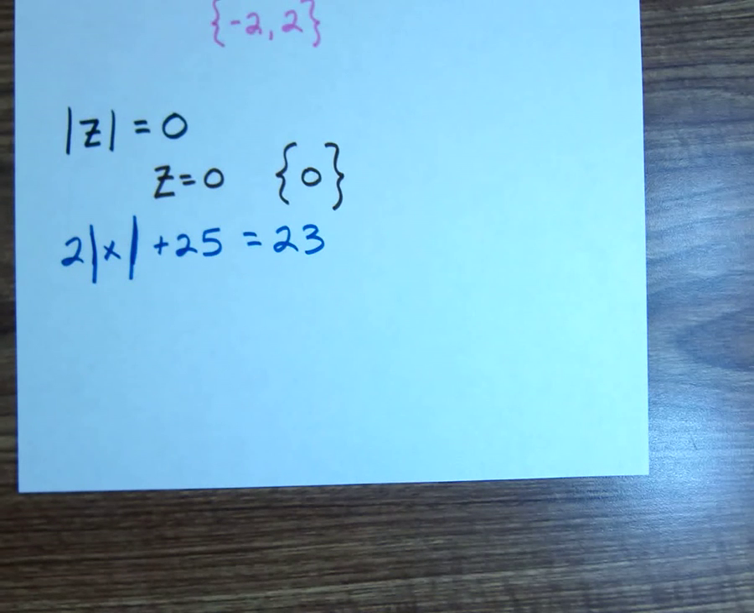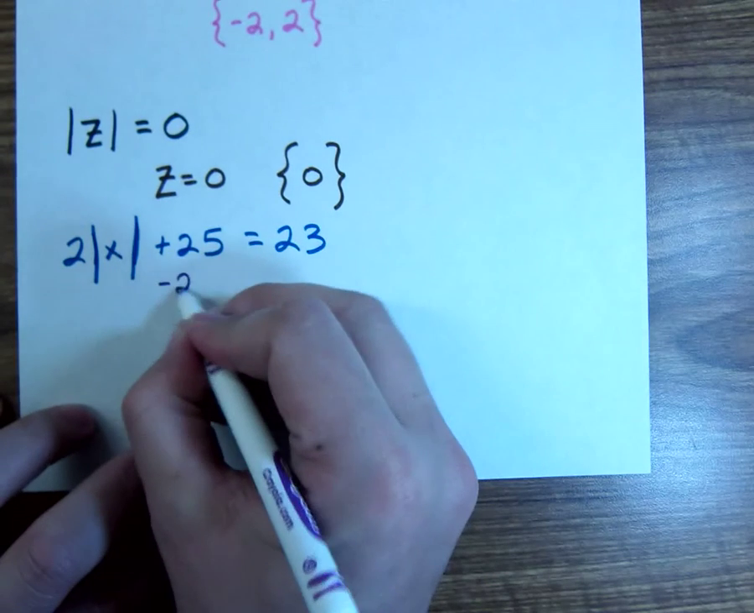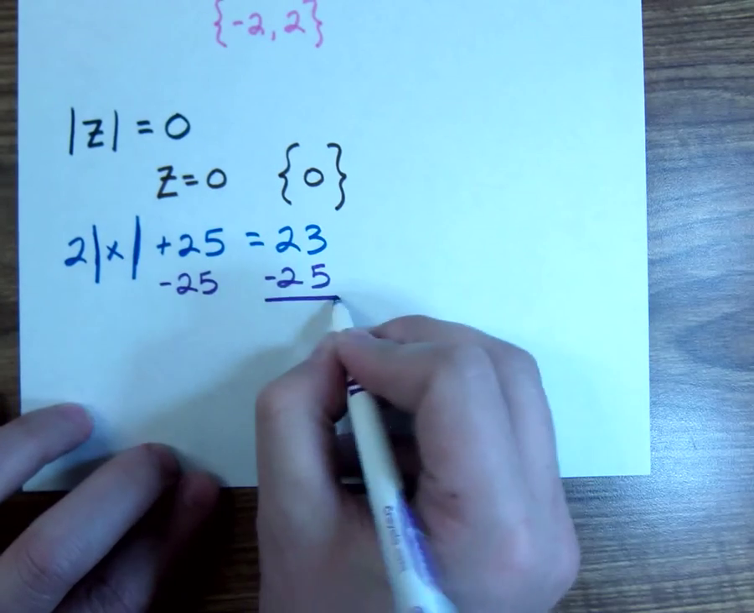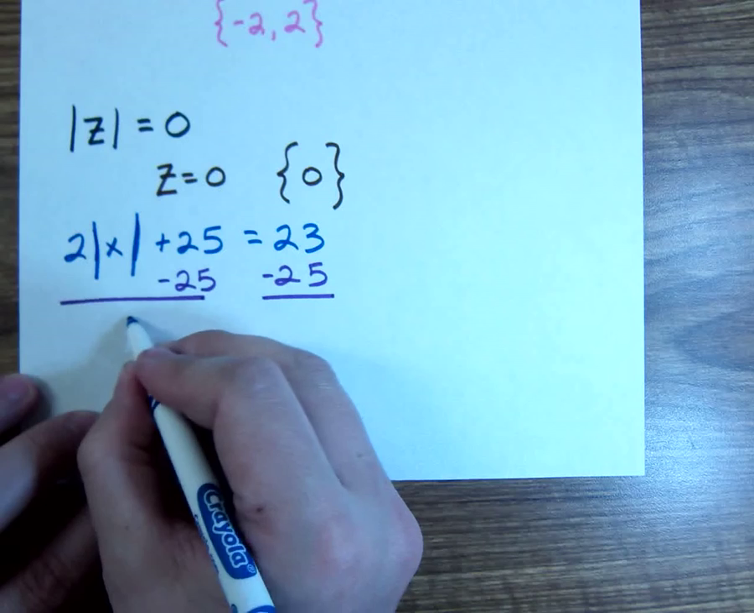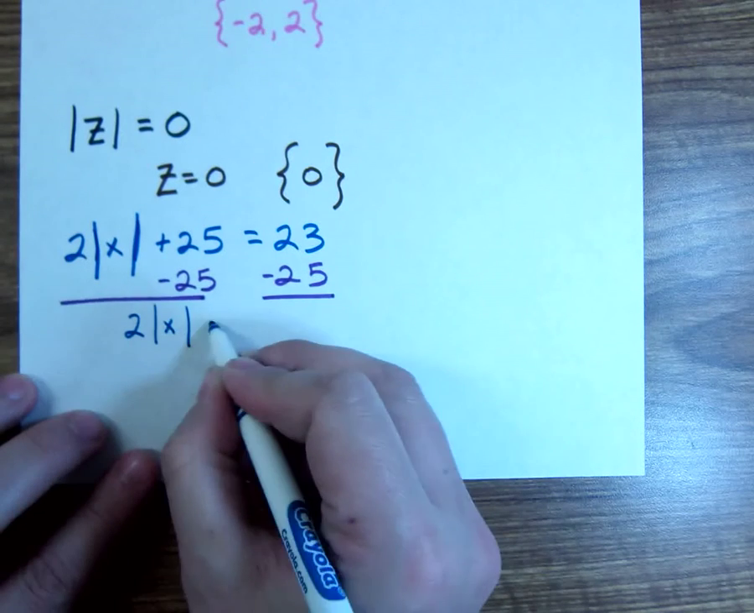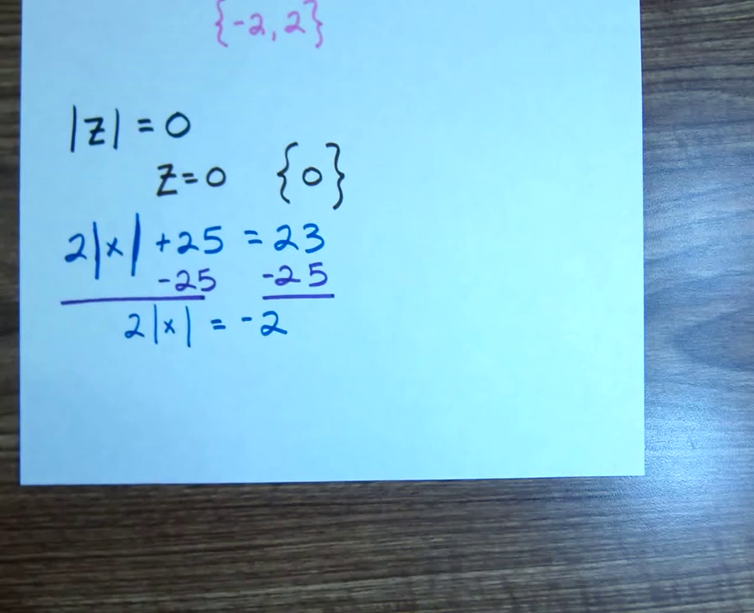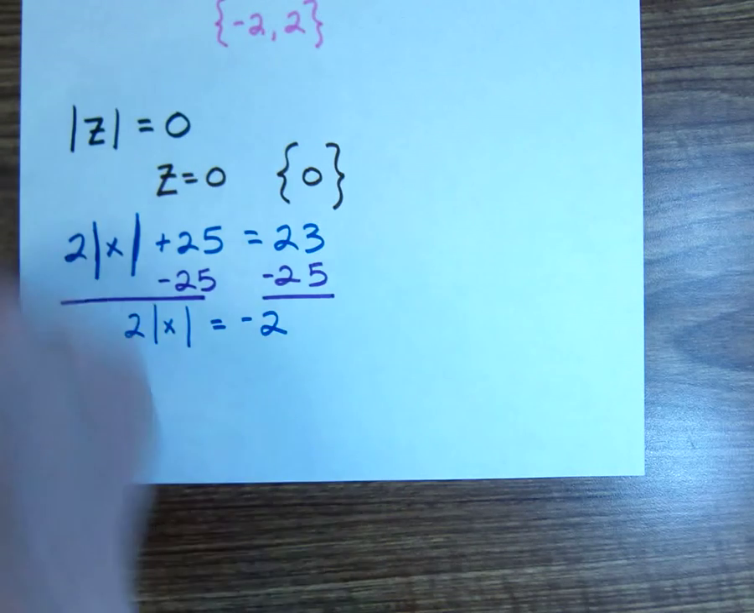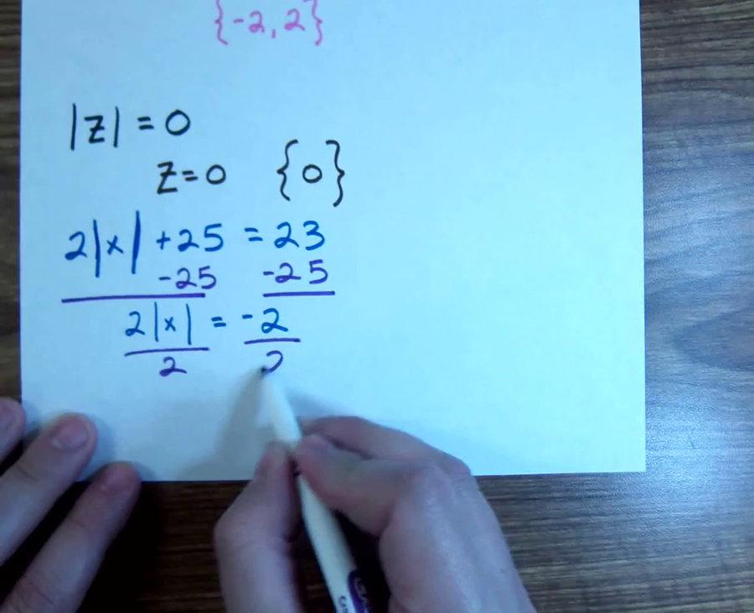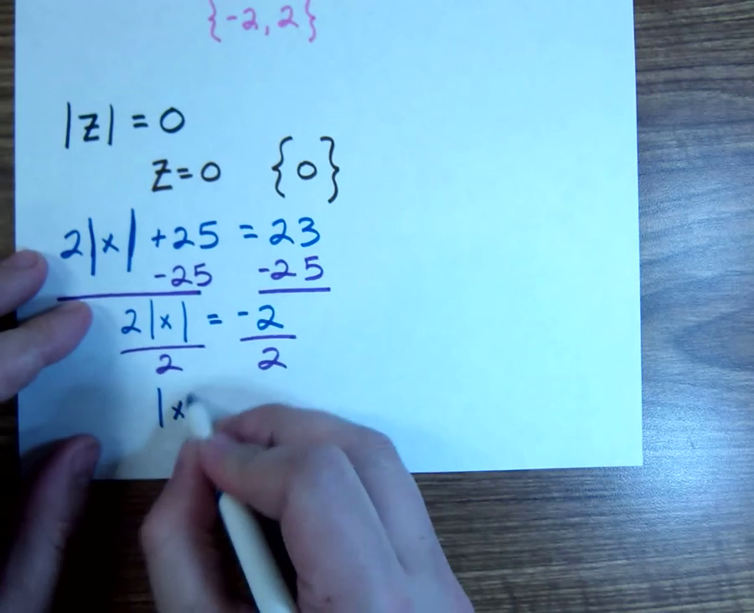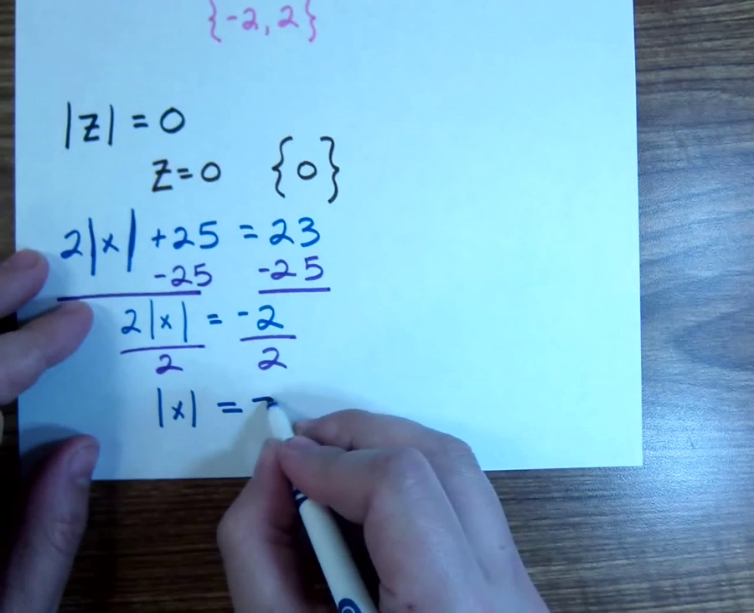Just like on the problem before last, we're not going to try to do this until the absolute value is by itself. So we're going to do a little bit of algebra to get the absolute value by itself. The first thing we're going to do is subtract 25 from both sides. And then divide by 2. So over here we get absolute value of x equals, and then negative 2 divided by 2 is negative 1.